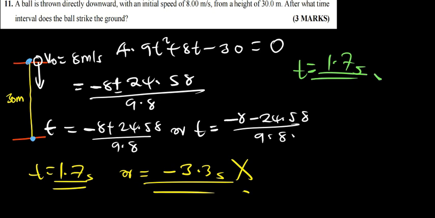Now, this question, most people tend to get it wrong because of the same explanation I've given you. So the moment you read the question, they're talking about it coming directly downward. You have been given the initial speed, then everything will be negative. Yes, that's the only tricky part.